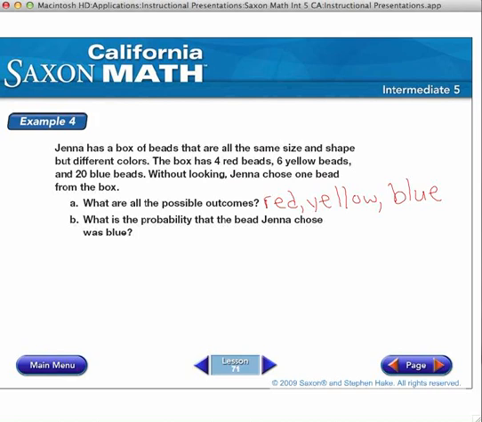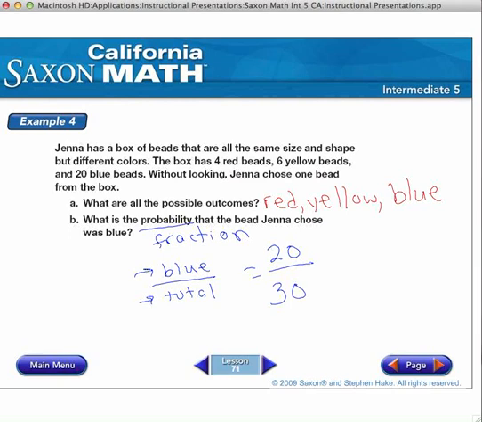But then B asks, what is the probability that the bead Jenna chose was blue? Probability is a fraction. So when I'm asking for the probability of 1 being blue, my numerator will be blue and my denominator will be the total number of beads in the box. So there are 20 blue beads in the box. If I add 20 plus 4 plus 6, there are a total of 30 beads.